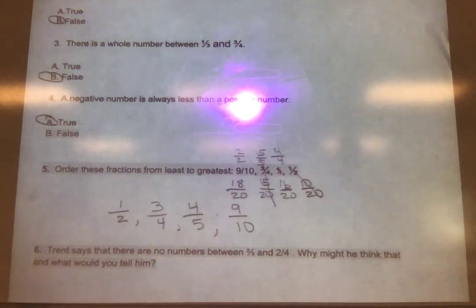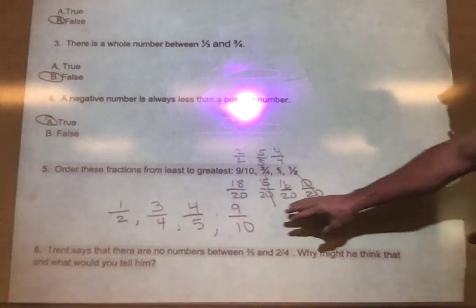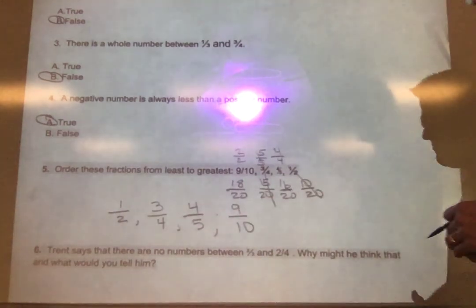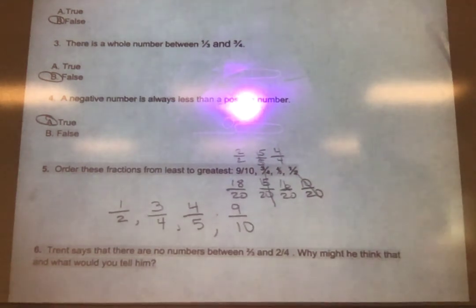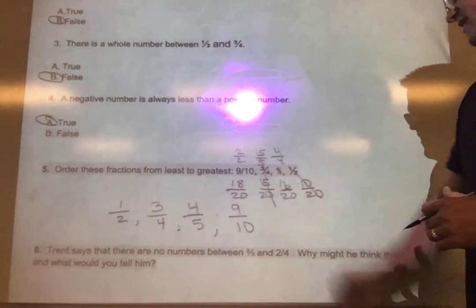You could also turn them into decimals. There are a lot of different ways to think about them. You could draw pictures using circles and get them into equal pieces, and you'd be able to shade them and tell those things. But a lot of times, common denominators, if you can find one, are an easy way to do it too.